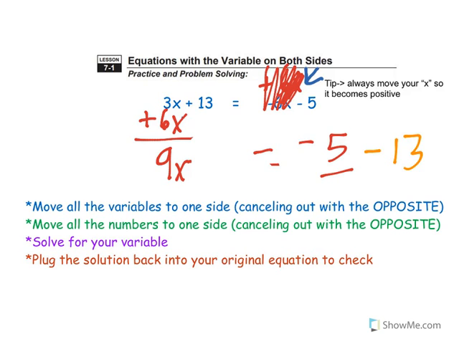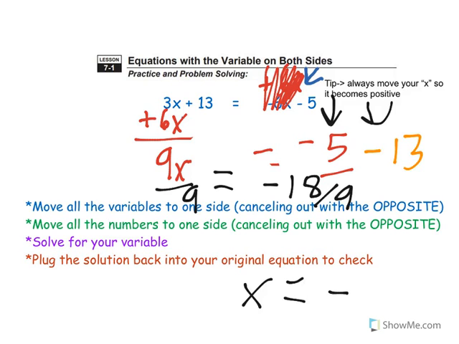Some of you guys like to do keep, change. That's the same thing as adding two negatives. You could also look at it as temperature. It's 5 below and it's dropping 13 degrees. So we have negative 18 degrees. So 9x equals -18. We're going to divide both sides by 9. We do that, x equals -2.